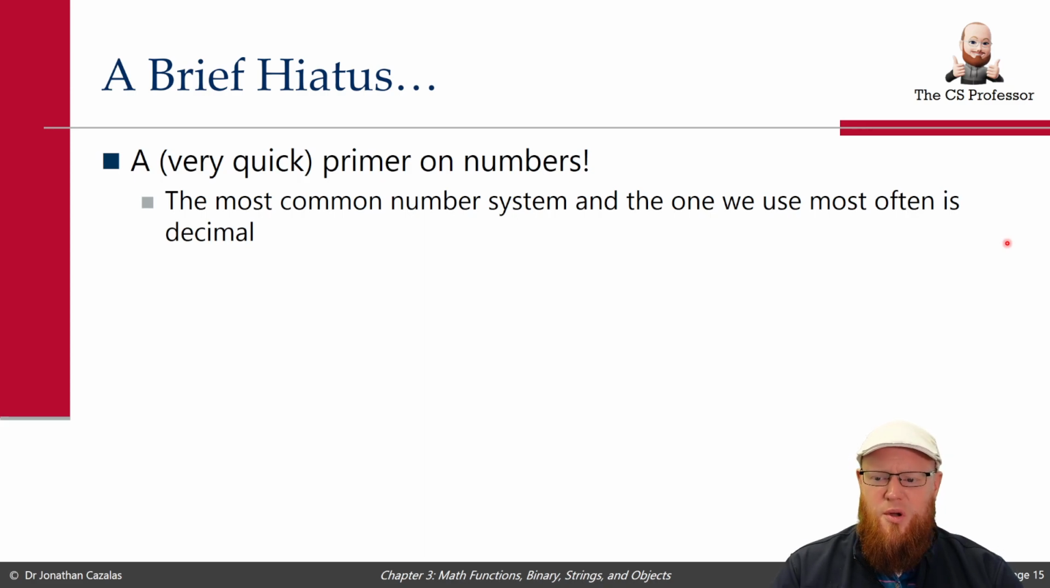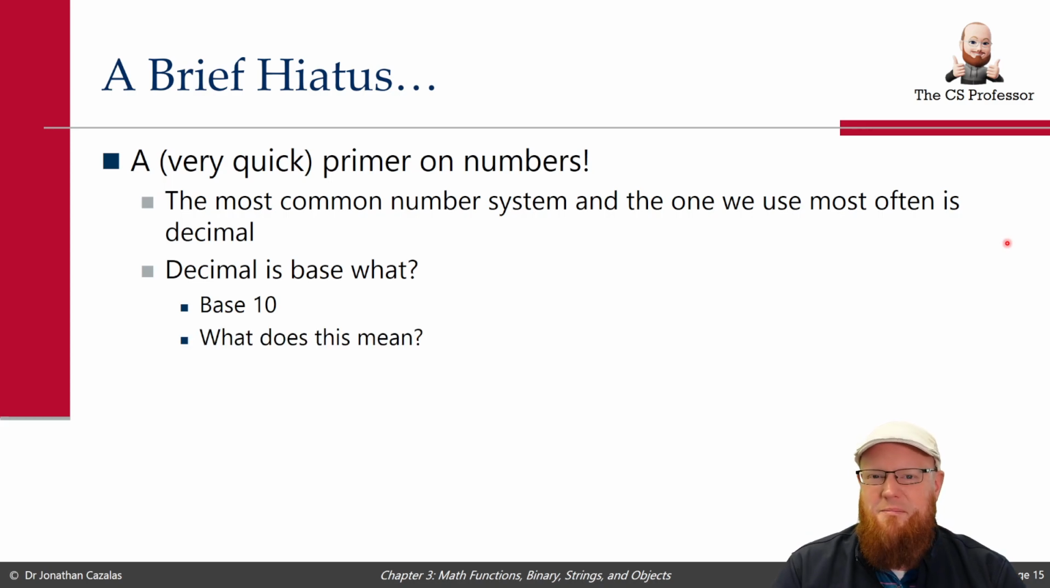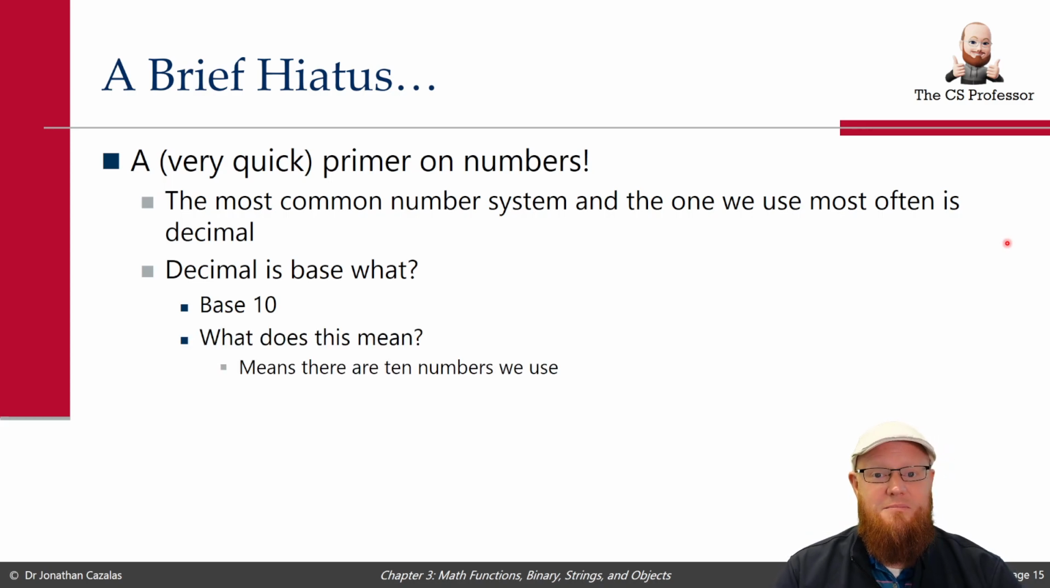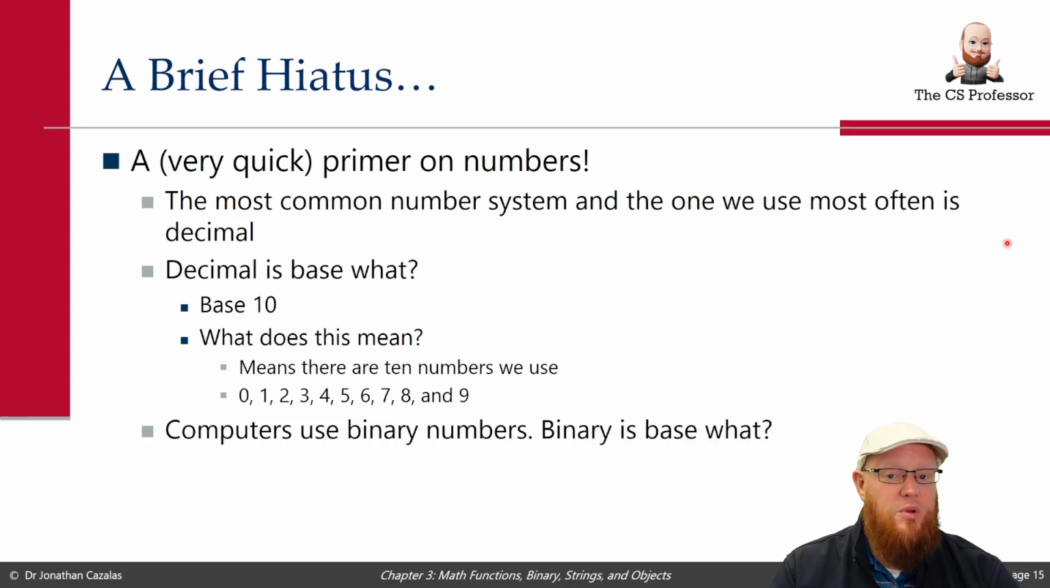So a very quick primer on numbers. What is the most common number system that we use day in and day out? It is the decimal, the base 10 decimal number system. And what does that mean, base 10? Base 10 means we have 10 counting numbers that we use, 0 through 9, and all other numbers are made from those digits 0 through 9.